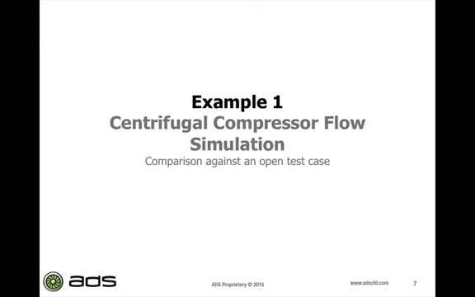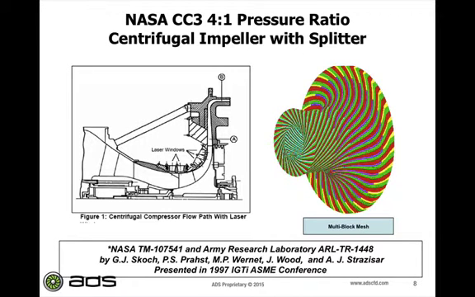First, example 1. It is a centrifugal compressor flow simulation. We compare our analysis against available test data. The case I'm talking about is shown on the next chart. It's the NASA centrifugal compressor build 3, a 4-to-1 pressure ratio centrifugal compressor with a splitter: 15 main blades with 15 splitters.